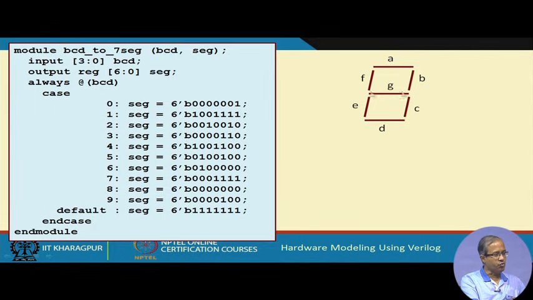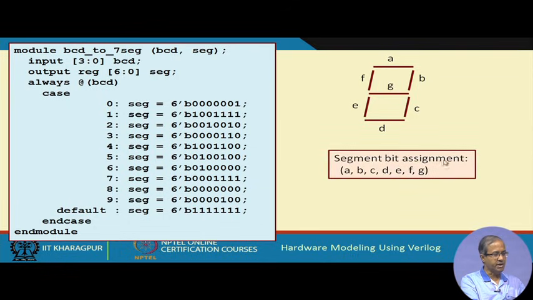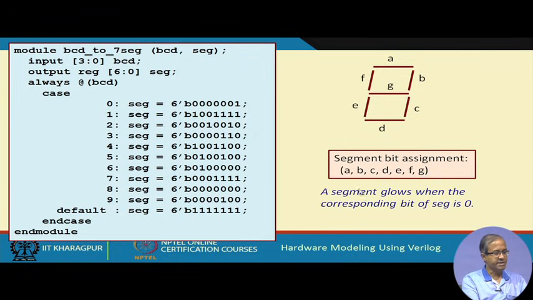and depending on what you want to display, you can glow some of the segments and you can switch off some of the segments. So in this example, we are representing the 7 segments as a 7 bit vector in this order. So A is the most significant bit and G is the least significant bit. And another assumption we are making is that a segment glows whenever the corresponding bit is 0, and when the corresponding bit is 1, the segment will be off.